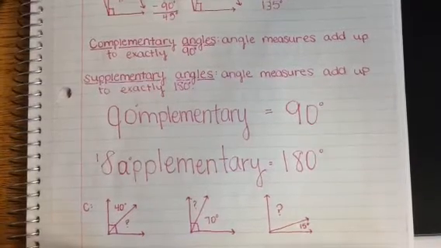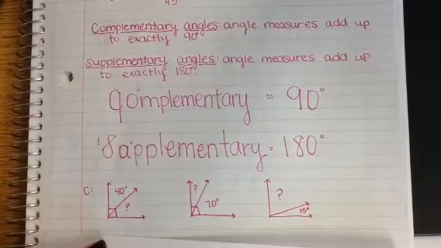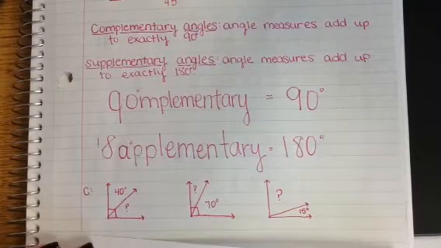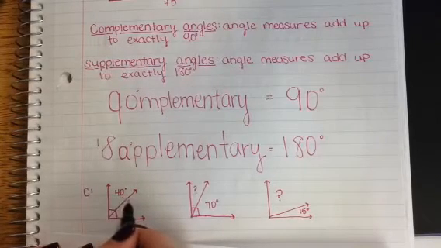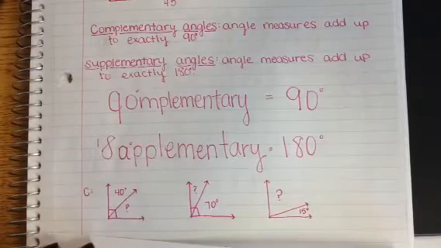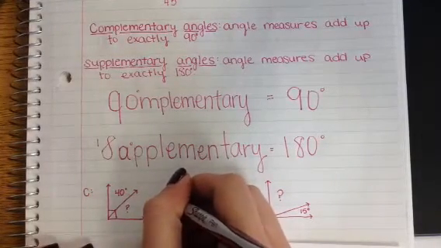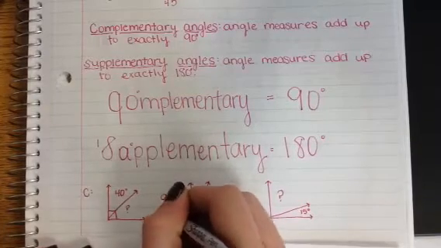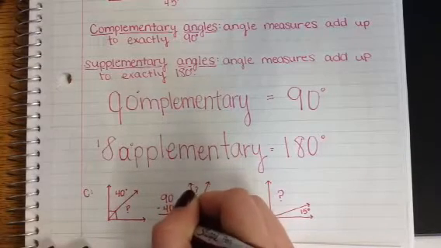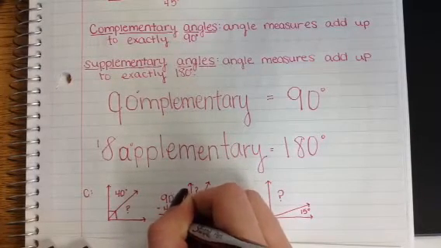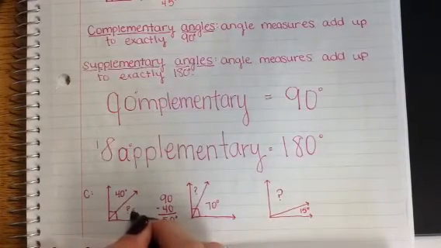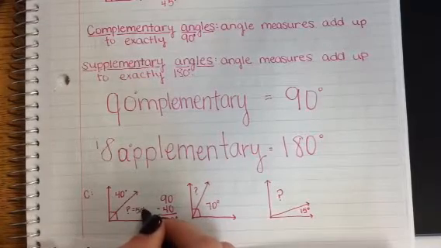Alright, first we're going to look at a couple of complementary angles. So we know that because they're complementary, they have to add up to equal exactly 90 degrees. If this piece is 40, what does this piece have to be in order to be complementary? Well, we know that complementary is 90 degrees. We're going to take away the 40 that we know about, and we are now left with 50 degrees. So the complement to 40 degrees is 50 degrees.